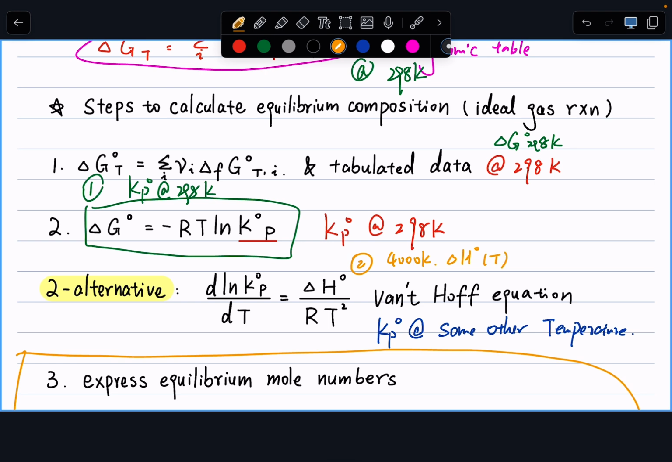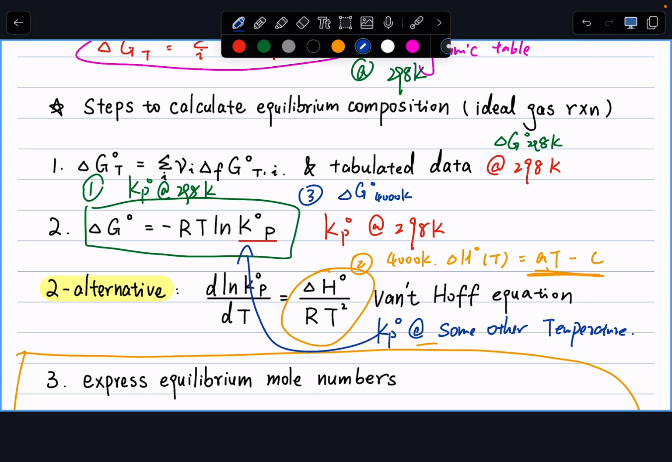In the example question, in one of my practice finals, I think, for example, we can tell you my delta H equals like AT minus a constant. That's just an example. So you can use this equation, plug it into the Van 't Hoff equation to solve for the Kp naught at 4,000 Kelvin. Once you have the Kp naught at 4,000 Kelvin, you can come back and use delta G naught equals negative RT ln Kp again to solve for delta G naught at 4,000 Kelvin.